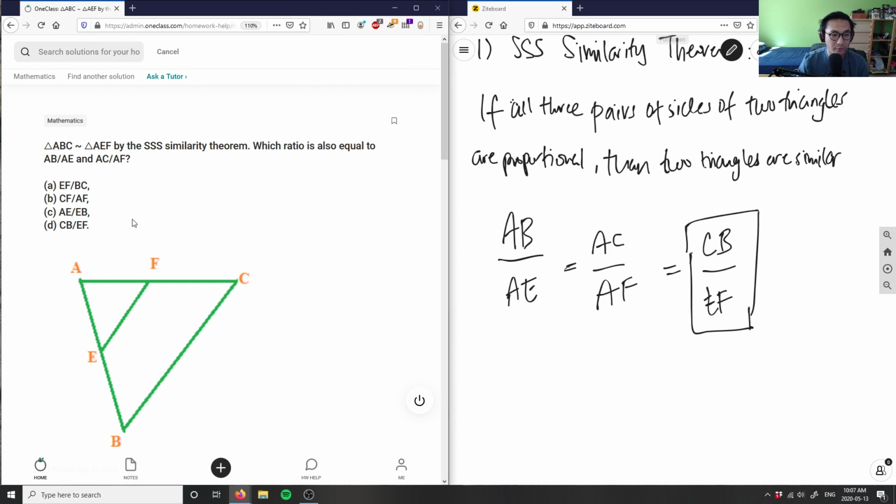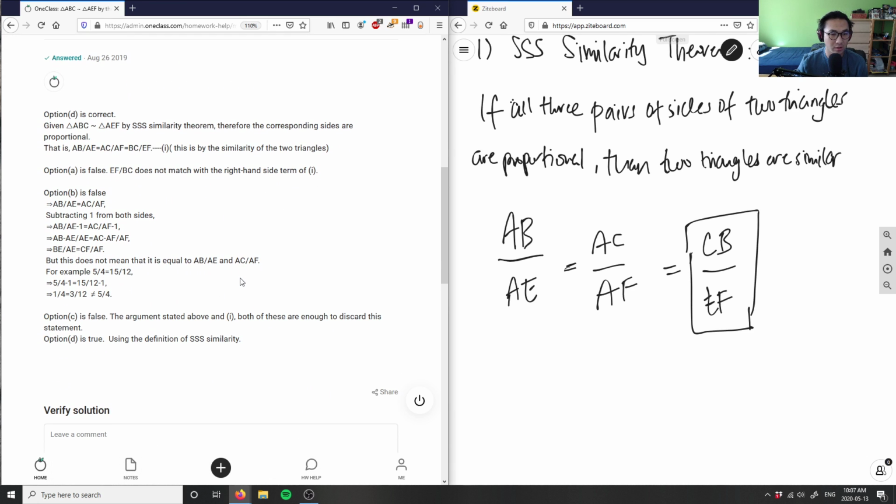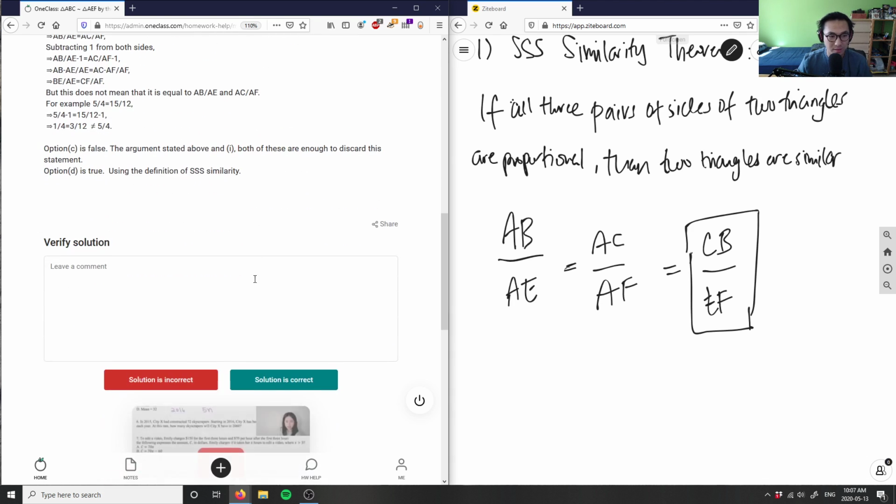Option B is CF over AF. So CF over AF here is a 1-to-1 ratio, right? A to F and F to C are exactly the same lengths. Same with A to E and E to B here, right? These two are also the same lengths here. So they're not proportional to the bigger triangle. So therefore, option D here is correct. So the solution here is correct. Good analysis.